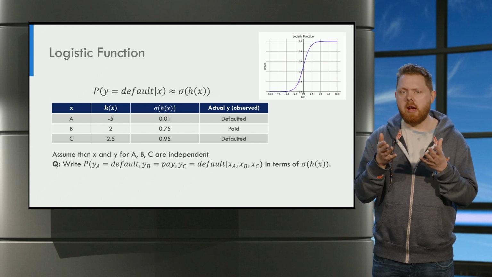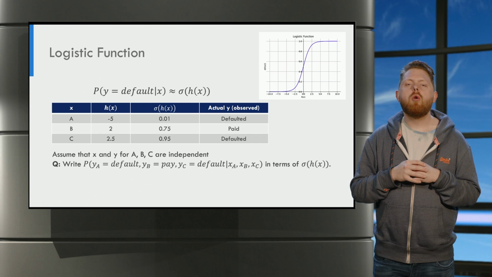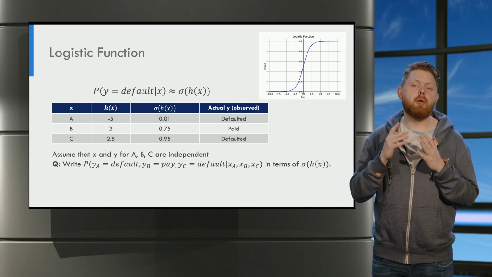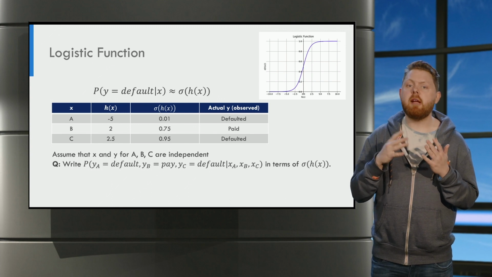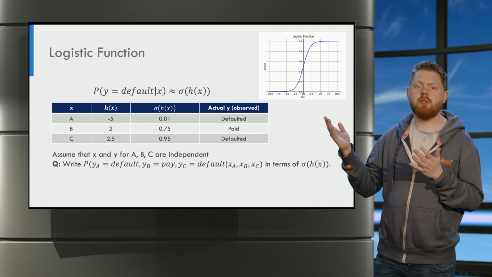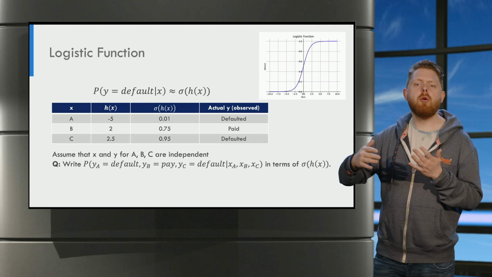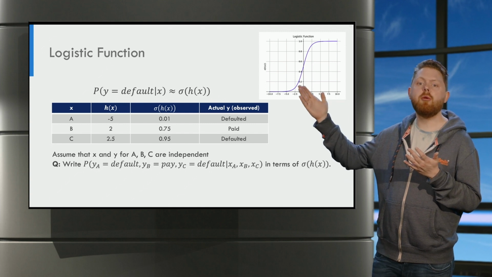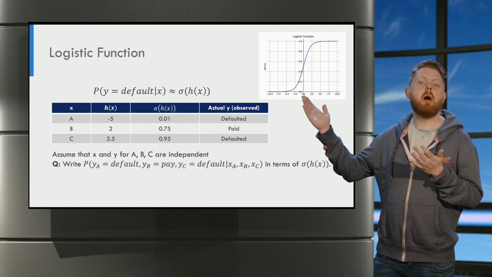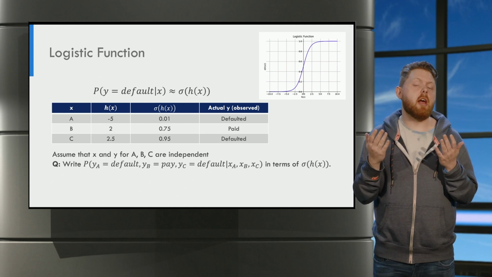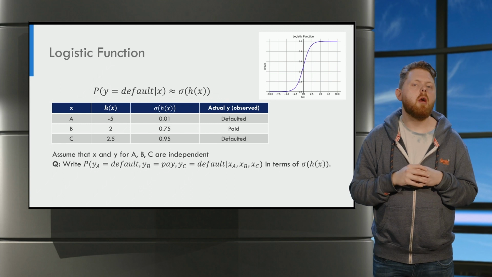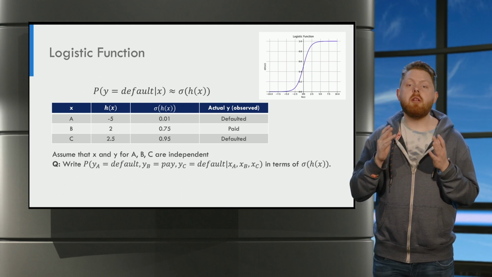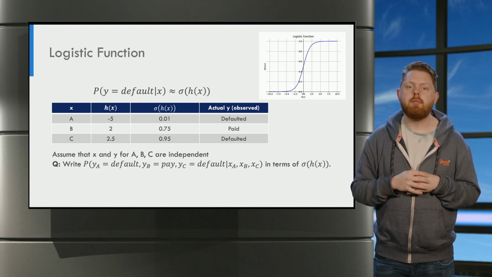Now I have the following exercise. Compute the probability that person A and C default and person B pays back the loan, given their features. You have all the information you need to compute the answer. You might have to think back to your statistics class. How to combine probabilities. Pause the video and try to come up with the answer.